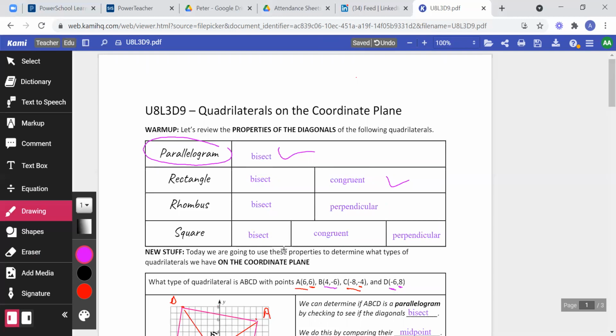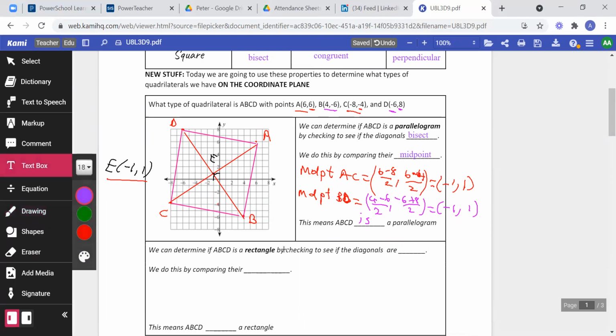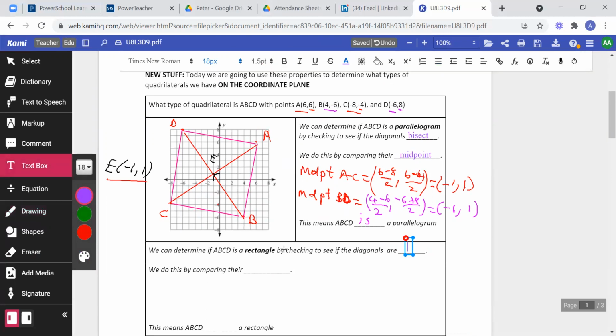Since this one is already verified and we want to see if it's a rectangle, what do we do? This one has already been seen above. Then let's check if the diagonals are congruent. To see if diagonals are congruent, we only need to take the distance of the two diagonals AC and BD to check if their distances are the same, okay?